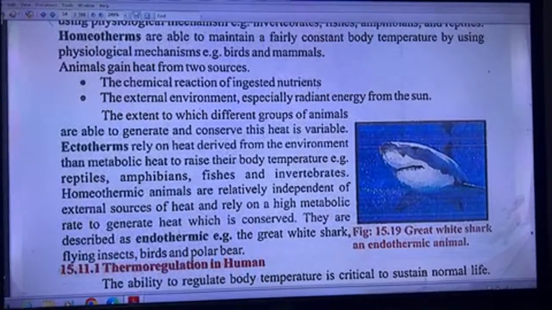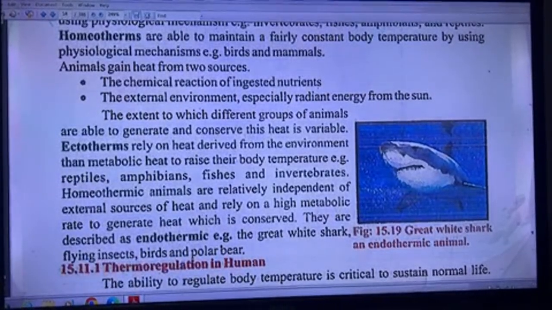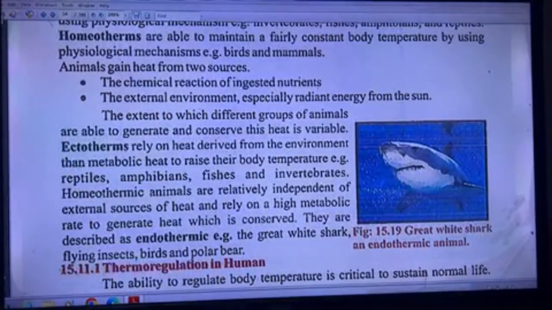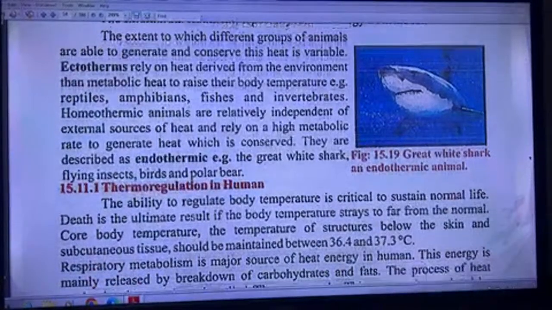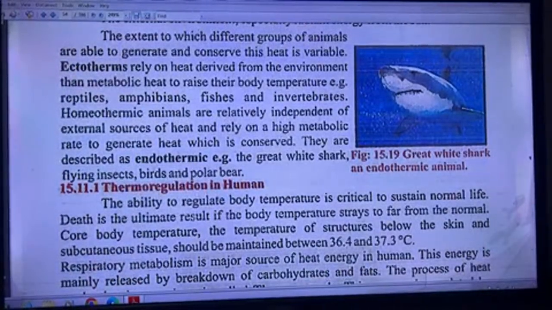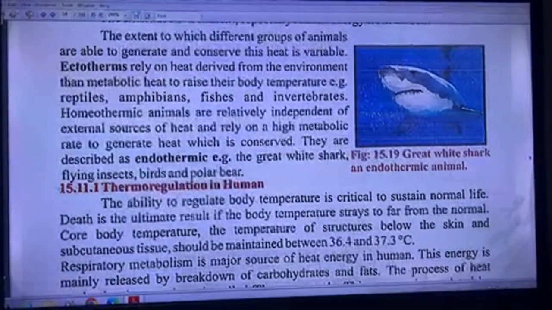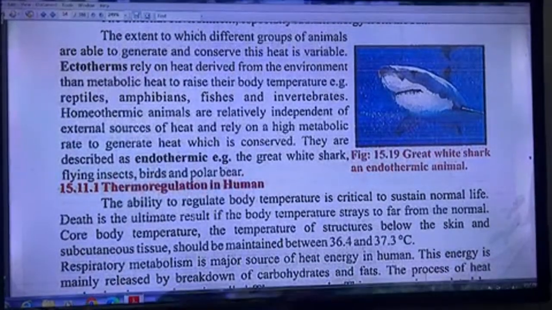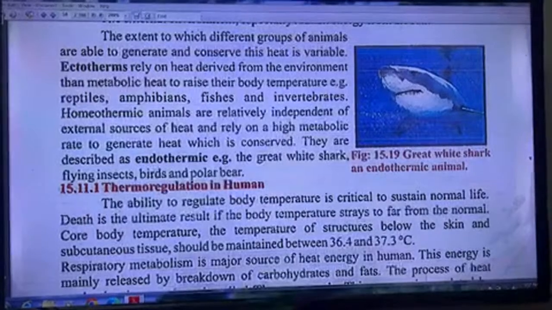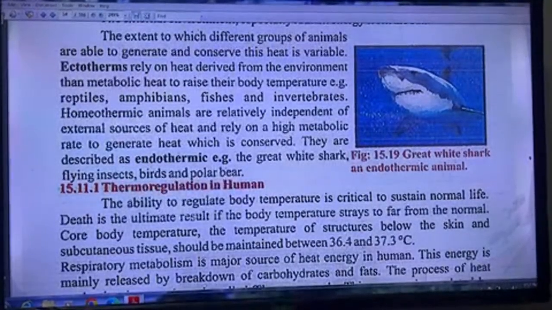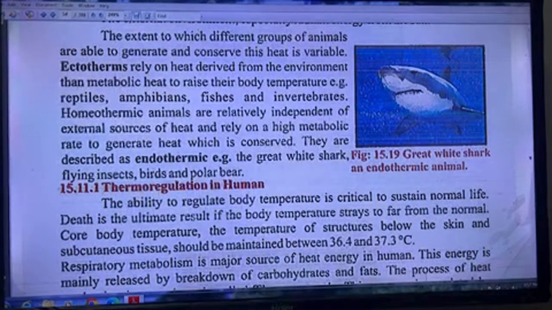Animals gain heat from two sources: the chemical reaction of ingested nutrients inside the body, and the external environment, especially radiant energy from the sun. This is the main source of energy in the whole world. The extent to which different groups of animals are able to generate and conserve this heat is variable. Ectotherms rely on heat derived from the environment, rather than metabolic heat, to raise their body temperature. For example, reptiles, amphibians, fishes, and invertebrates.